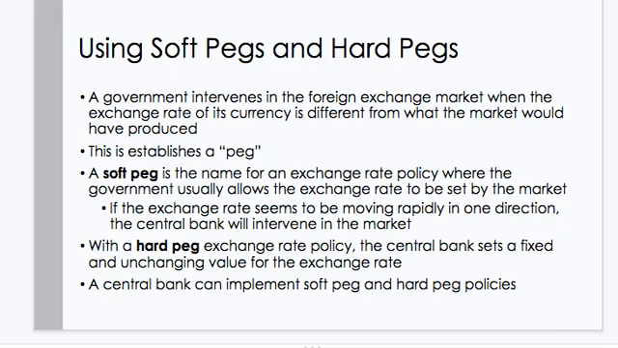Using soft pegs and hard pegs. A government intervenes in the foreign exchange market when the exchange rate of its currency is different from what the market would have produced. This establishes a peg. A soft peg is the name for an exchange rate policy where the government usually allows the exchange rate to be set by the market. If the exchange rate seems to be moving rapidly in one direction, the central bank will intervene in the market. With a hard peg exchange rate policy, the central bank sets a fixed and unchanging value of the exchange rate. A central bank can implement soft peg and hard peg policies.